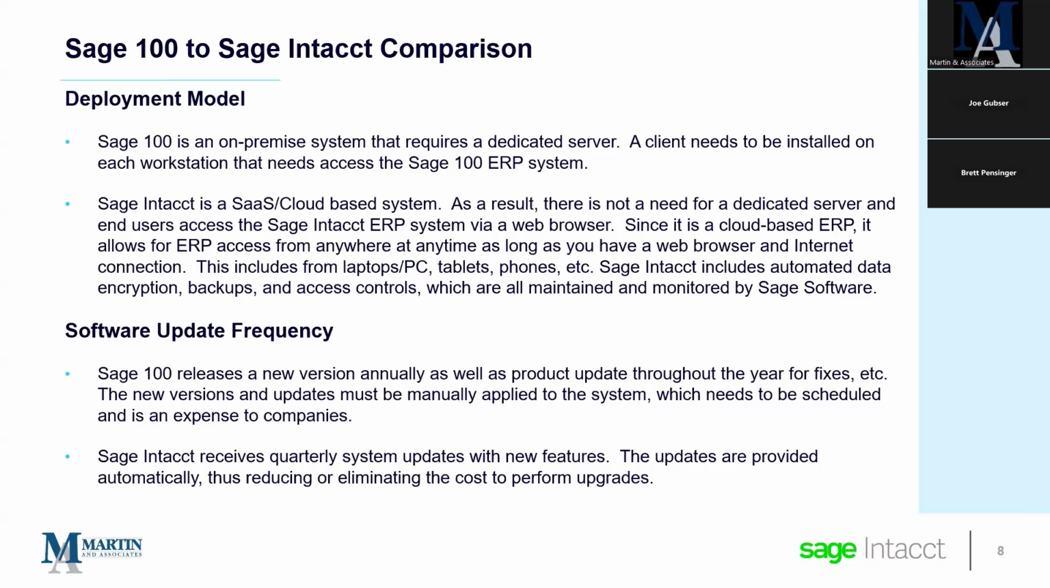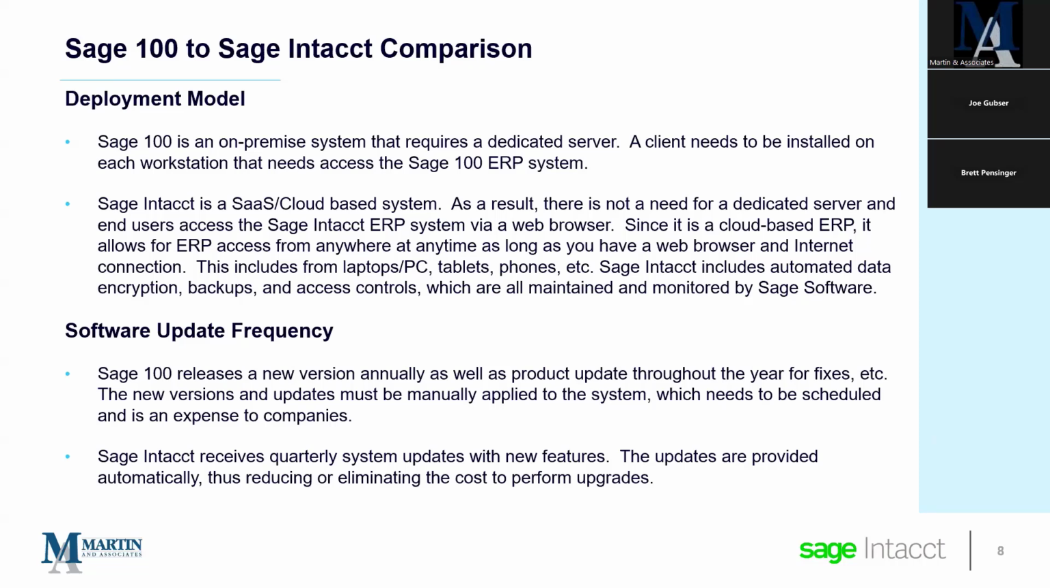Let's talk about the software update frequency. So Sage 100 releases a new version annually of the product, and then they release individual product updates for fixes throughout the year for that version. Those updates, new versions, product updates, all have to be manually installed on your Sage 100, so it requires planning. There's some downtime of getting it installed, testing, all that kind of stuff, and there's cost involved with that because there's labor time in terms of having to apply those updates and upgrades.